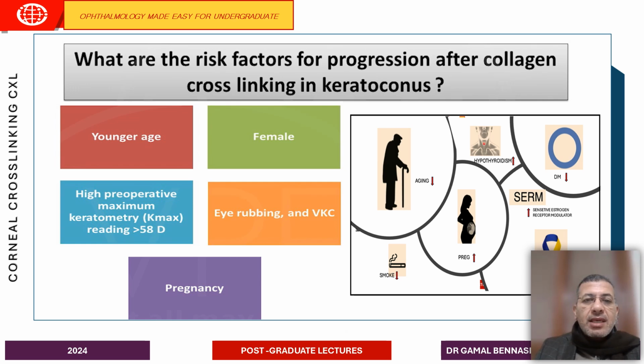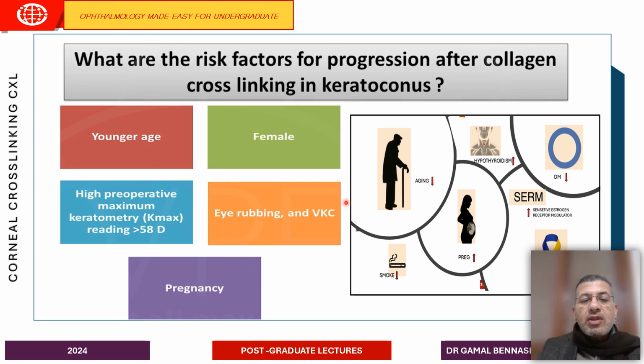And before we answer this question, we have to understand what the high-risk groups are that are prone to further progression even after cross-linking. Among these factors, an important one is the age of the patient. The younger the patient, which is inversely proportional to the stiffness of the cornea, the higher the risk of progression. And the older the patient, the lower the risk of progression.